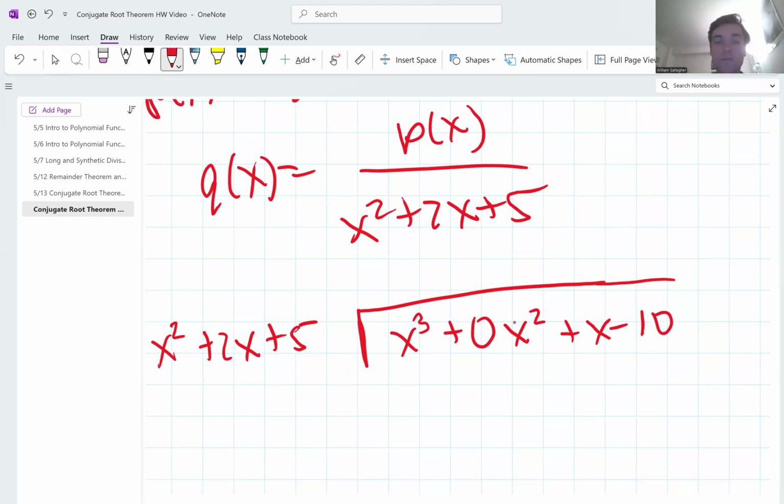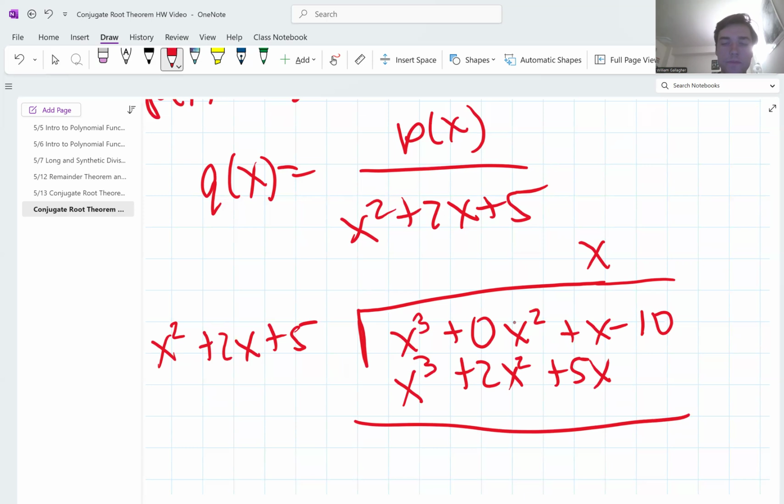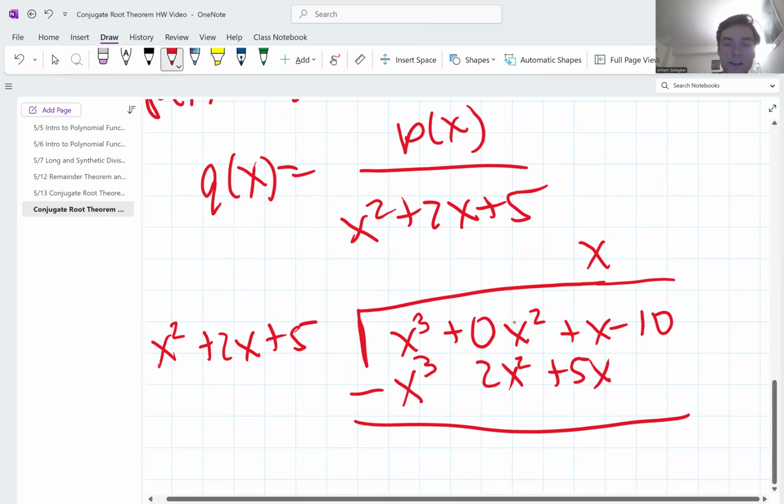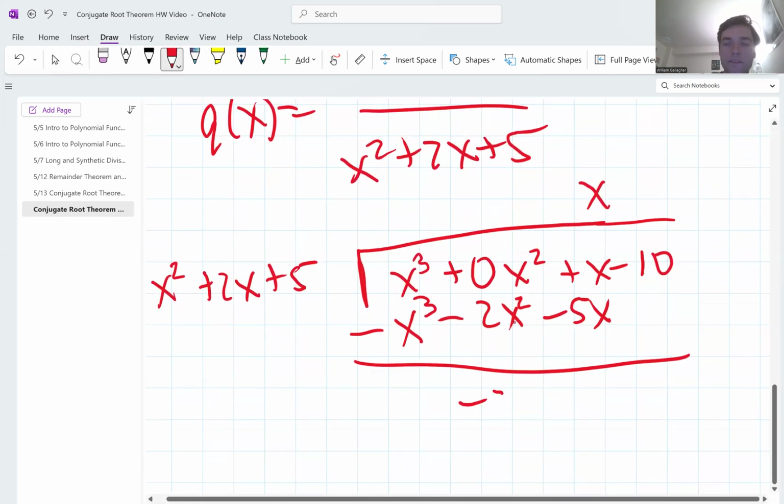And so x cubed divided by x squared is x. And then we multiply through, so we get x cubed plus 2x squared plus 5x. And then we flip all of our signs. And so we get negative 2x squared minus 4x, and we bring down the negative 10.